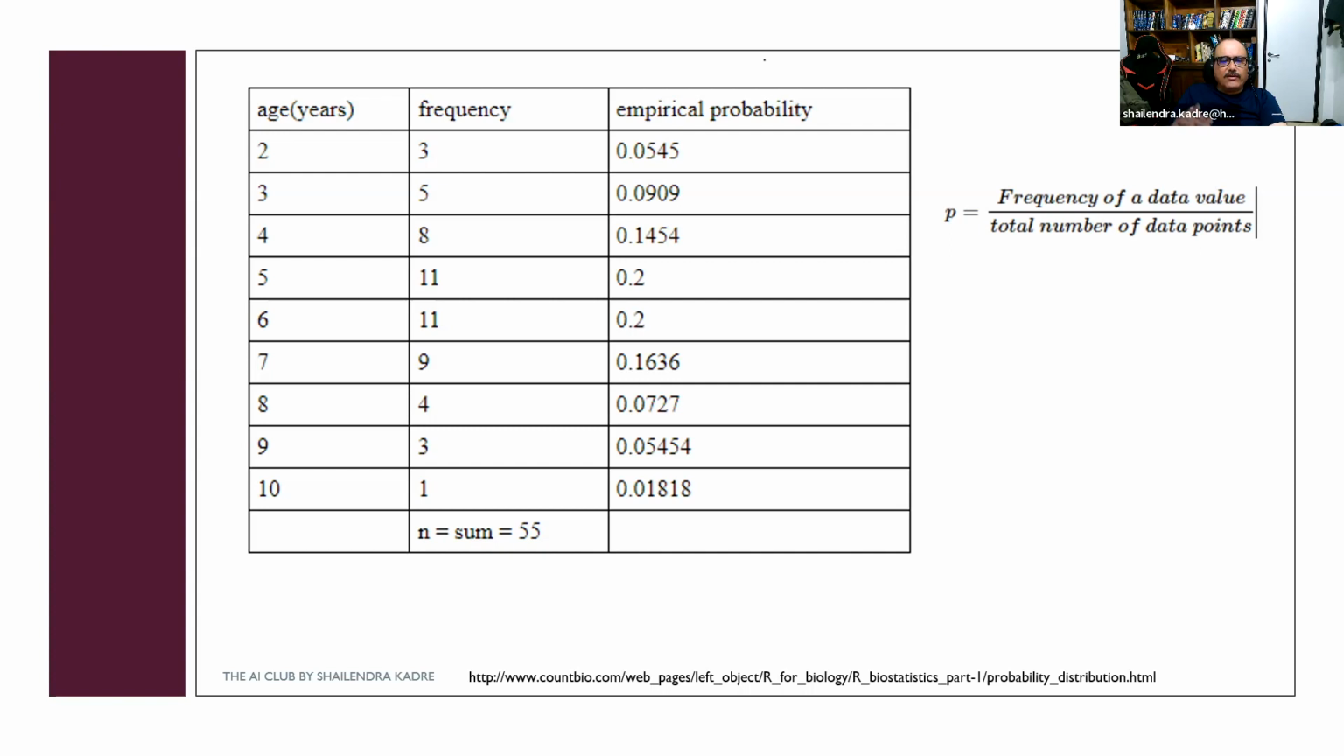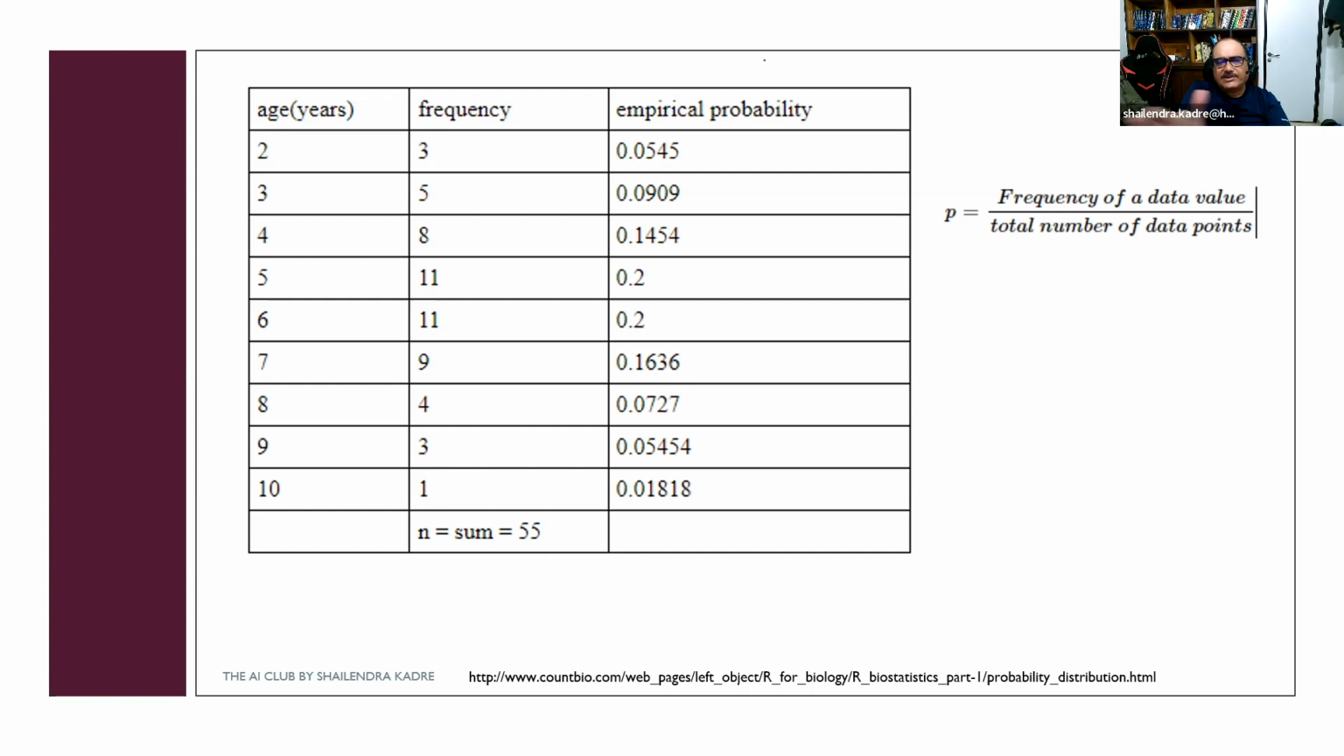So people with age 2, frequency is 3, meaning there are 3 children with age 2. There are 5 children with age 3, as you can see in the chart. There are 8 children with age 4. You can read the chart, right? First 2 columns. There are 11 children with age 5, and there are 11 children with age 6. You can see that. Okay.